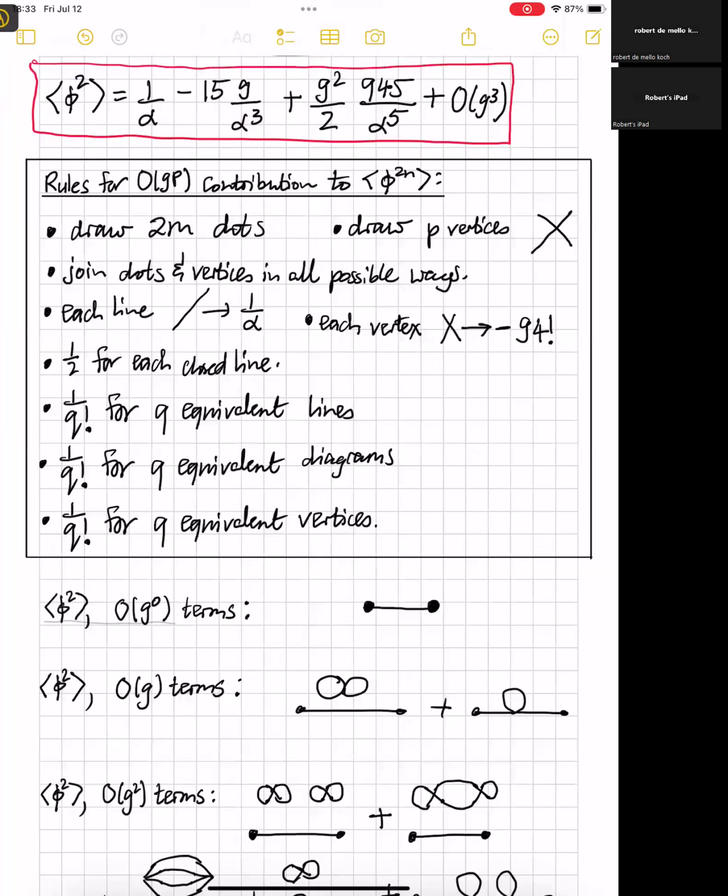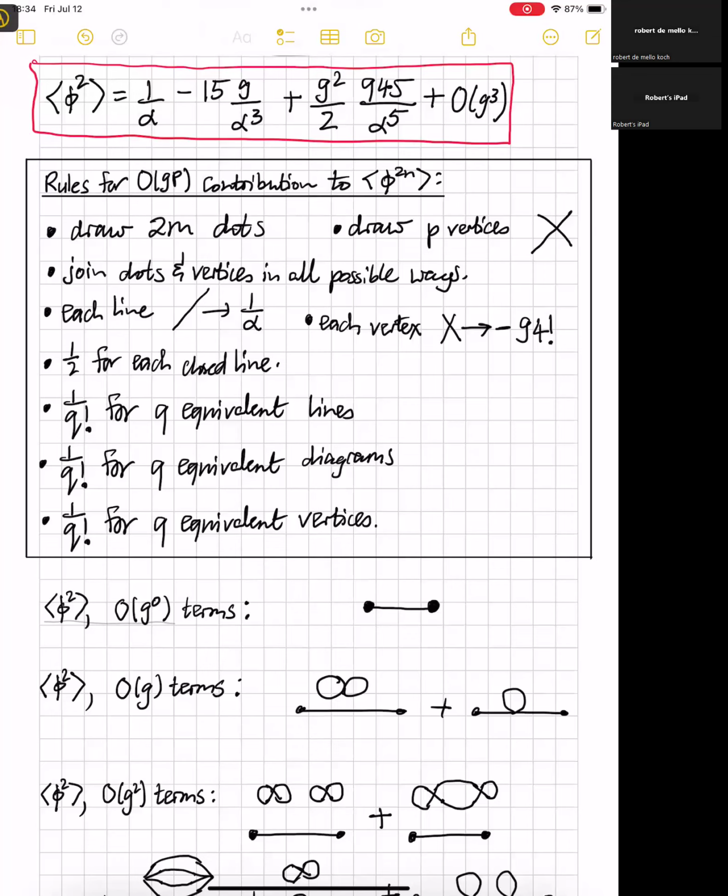Okay, good. So we've got our Feynman rules. I just tidied them up and summarized them there. And we've got the red boxes, which are our 2-point correlation function. We've also drawn the diagrams that contribute to order g to the naught, order g, and order g squared. So what I'm going to do now is evaluate each of these diagrams, and make sure that, in fact, we reproduce what sits inside the red box.